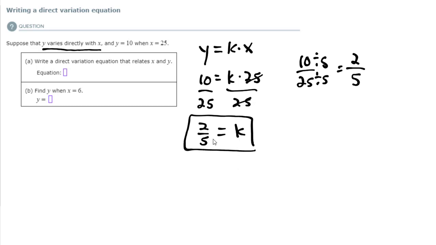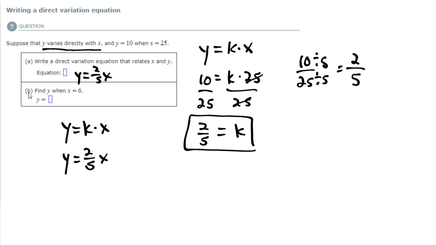Now that we know how much k is, we could actually write our equation. For Part A, it wants you to write a direct variation equation. So it has this format: y equals a number times x, and we just found k. K is 2 over 5. So I substitute that value, and I get this equation: y equals 2/5 x. That's my direct variation equation. I substitute that for my answer here, and that's Part A is complete.